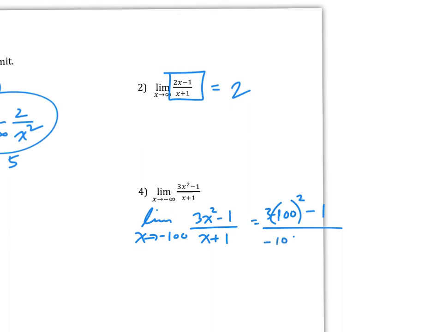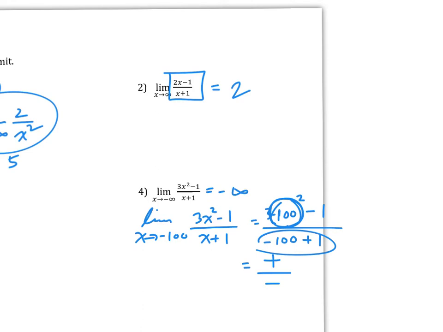So I think you guys probably can tell. Since we have a negative number squared and that number is quite big, this is going to be a positive number. In the denominator, it is a negative number. Therefore, this limit goes to negative infinity.